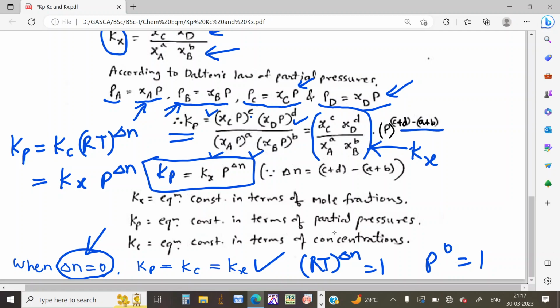But when delta n is non-zero, the values of Kp, Kc and Kx are different. Okay. Here is the relation. Kp is equal to Kc RT raised to delta n, Kp is equal to Kx P raised to delta n. So Kc RT raised to delta n is equal to Kx P raised to delta n.